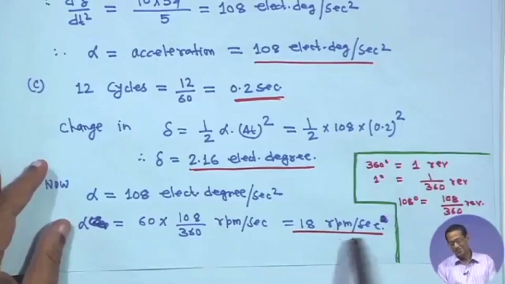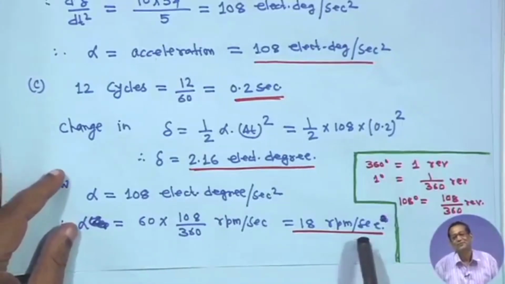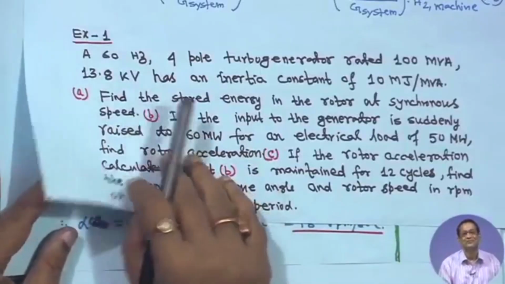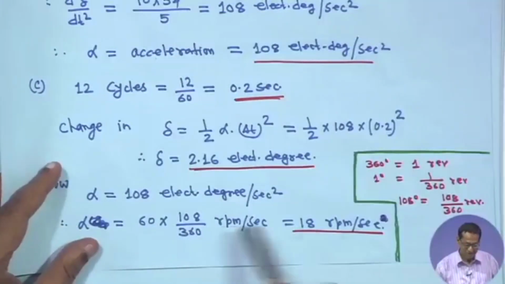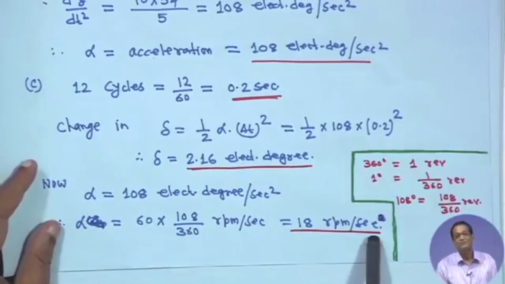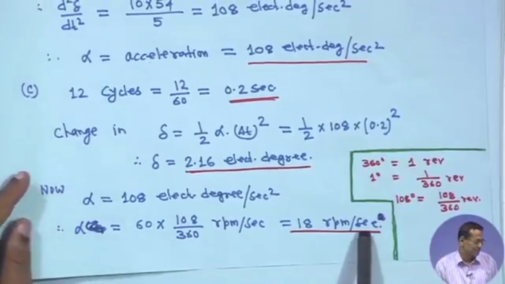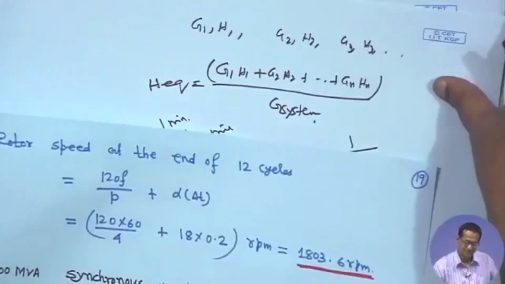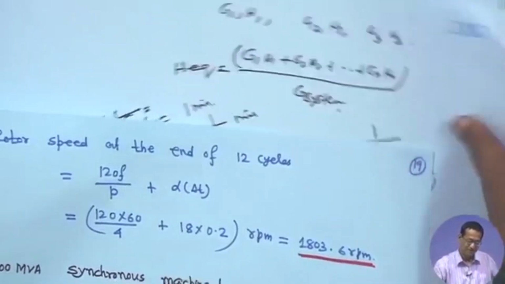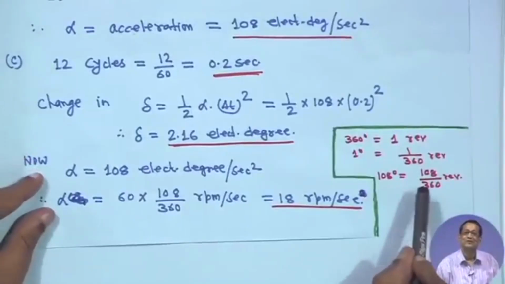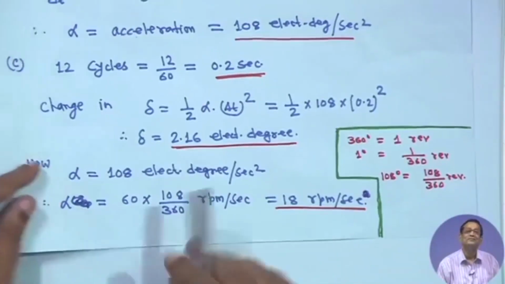If you simplify, it will be 18 RPM per second, because we have to find the rotor speed in RPM at the end of this period. So, this way you have to change the unit, that alpha unit will be RPM per second. So, 18 RPM per second, this way we have to make it. Once again, I hope you have understood this conversion, how we have made this one.